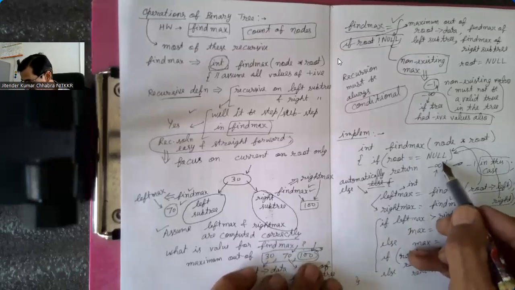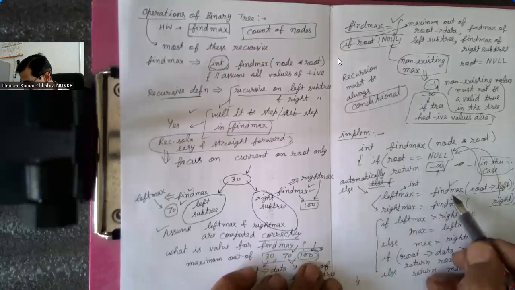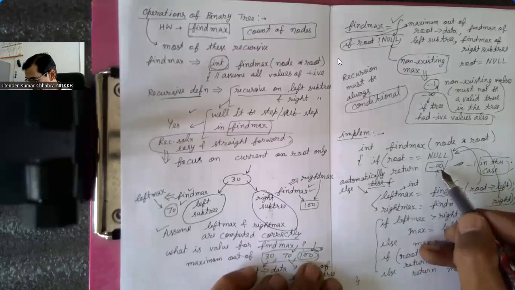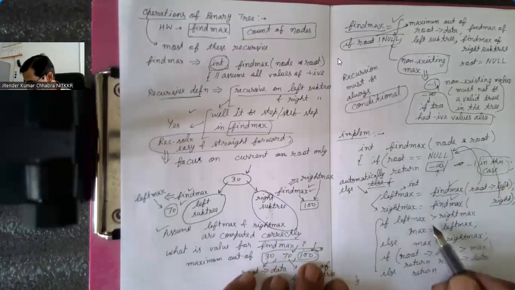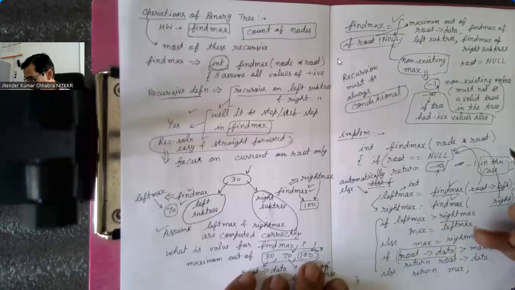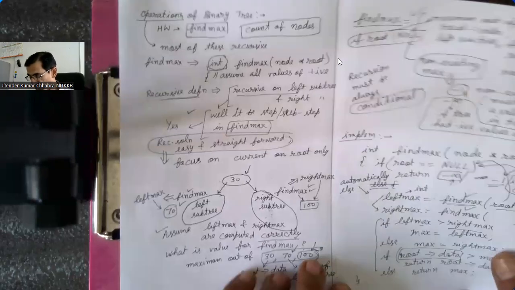Now, that's why I said take minus infinity, because at some stage, this recursion will terminate by the root becoming null. That time I should return the value which is smaller than the smallest, so that when compared with either left max or right max or with the root, minus infinity will never create a problem. If we talked of all positive values, then -1 will not create a problem and it will work smoothly. So this is how effectively you have to always think.